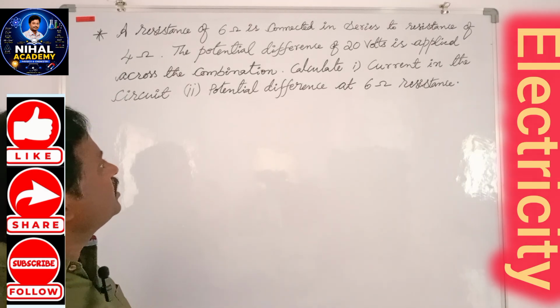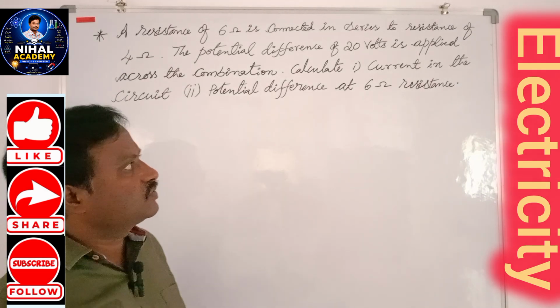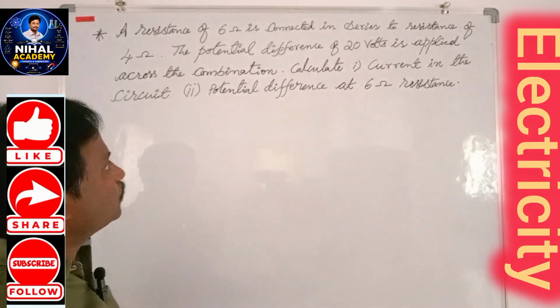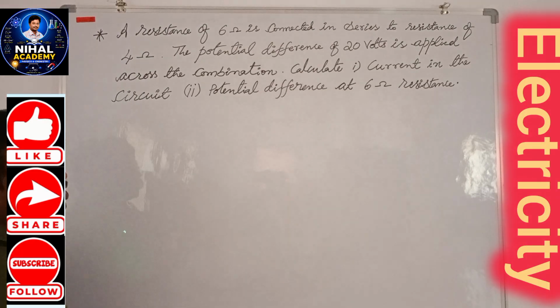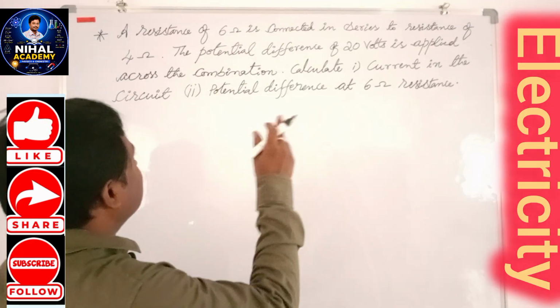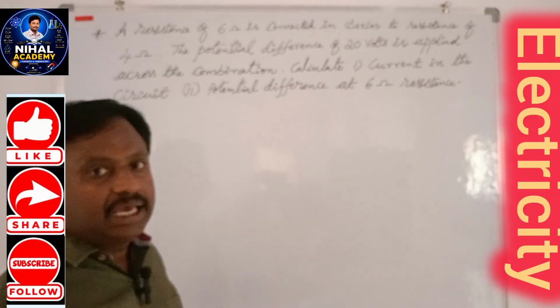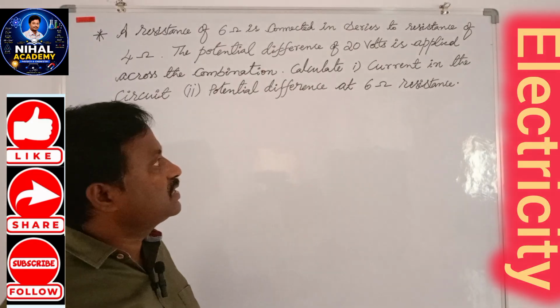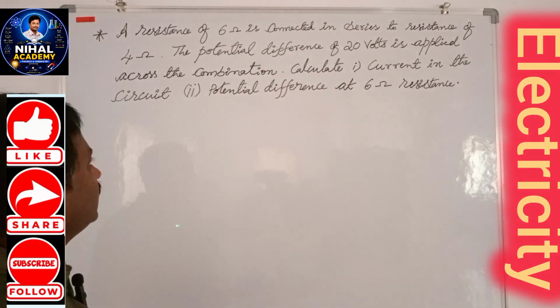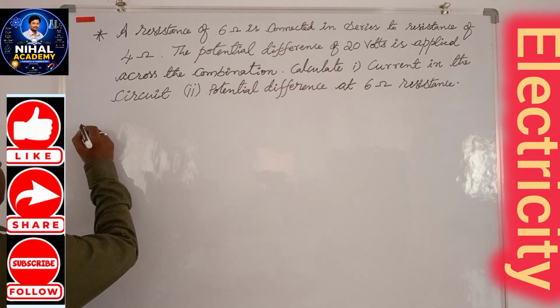And the second problem is the potential difference at the 6 ohm resistance. So this problem contains two questions. The first question is the current in the circuit we have to calculate, and the second one is the potential difference at the 6 ohm resistance we have to calculate. So first we will write the given data.